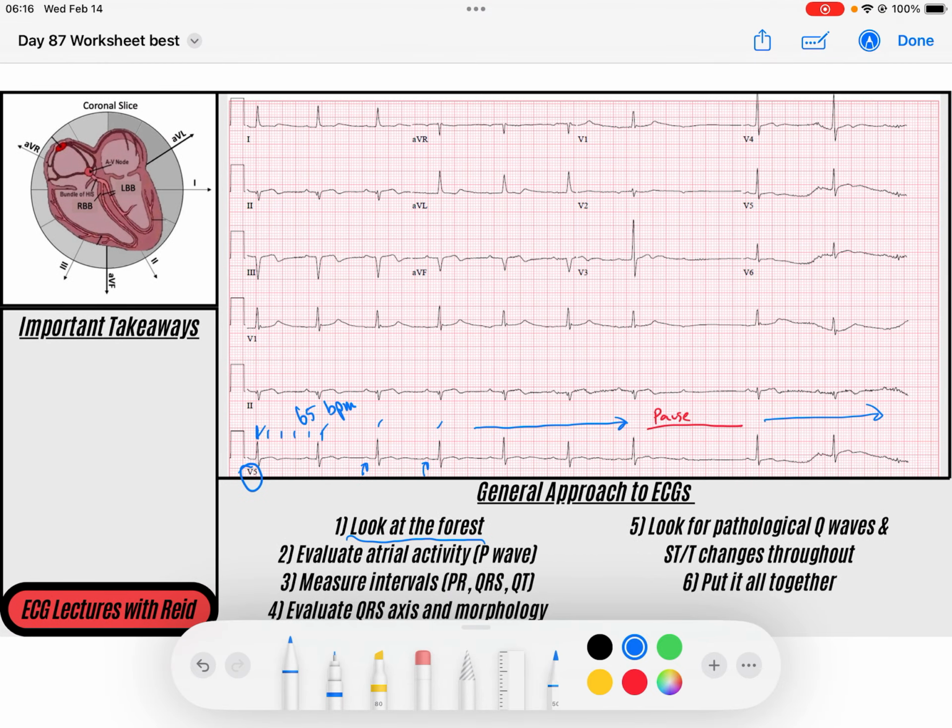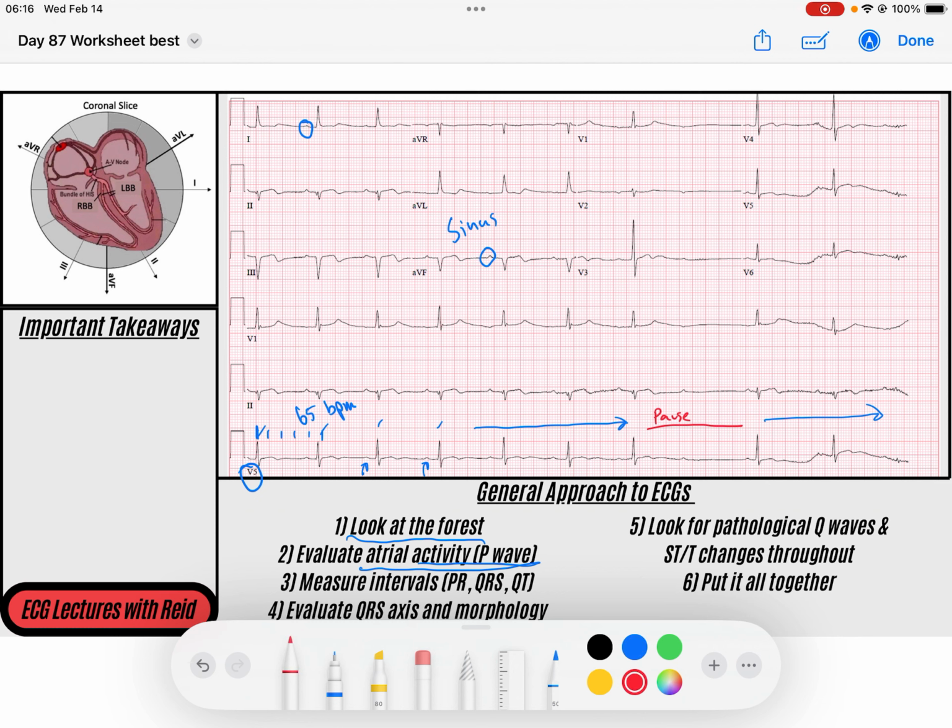So let's go through our algorithm. First thing we're going to do is evaluate for atrial activity, which is our P wave. I see that we have P waves, appearing before our QRSs. Those P waves are upright in lead 1 and upright in aVF, which tells me they're going down to the left, so they are most likely sinus P waves.